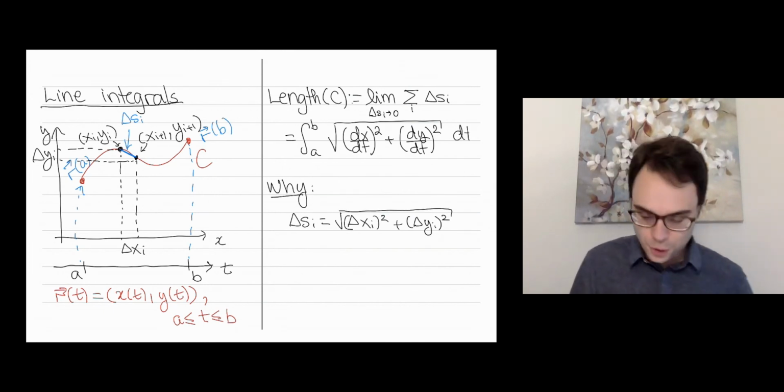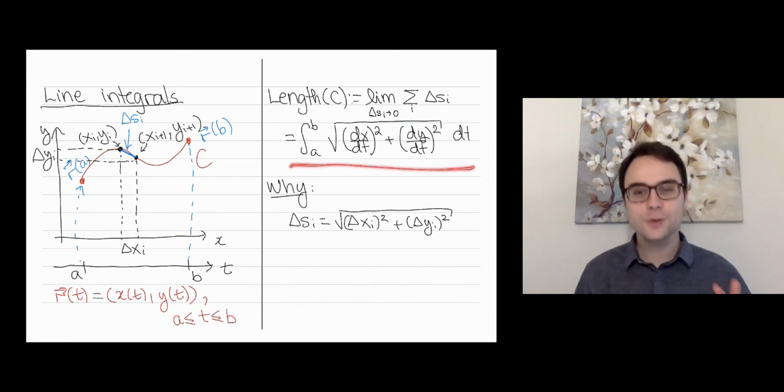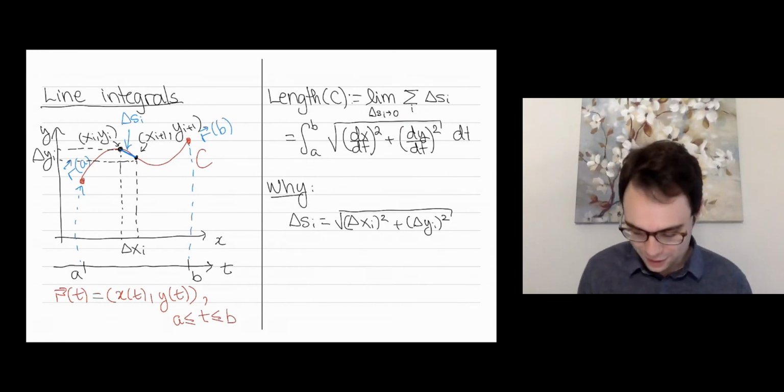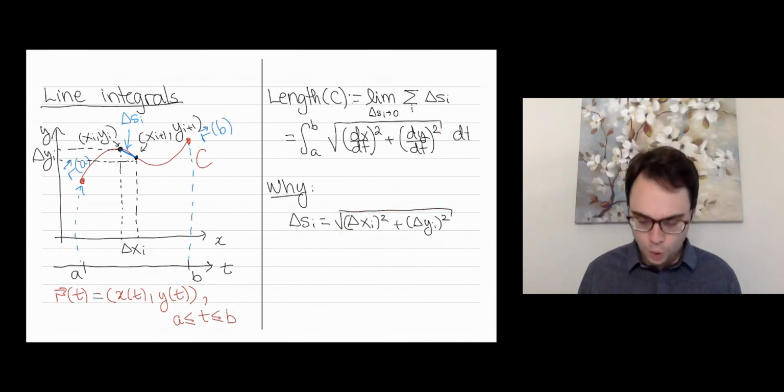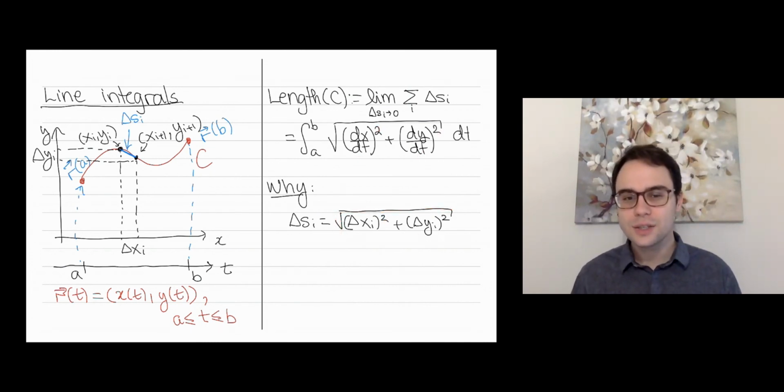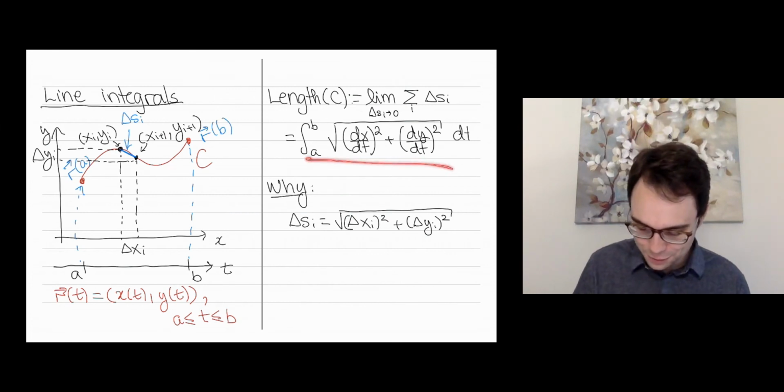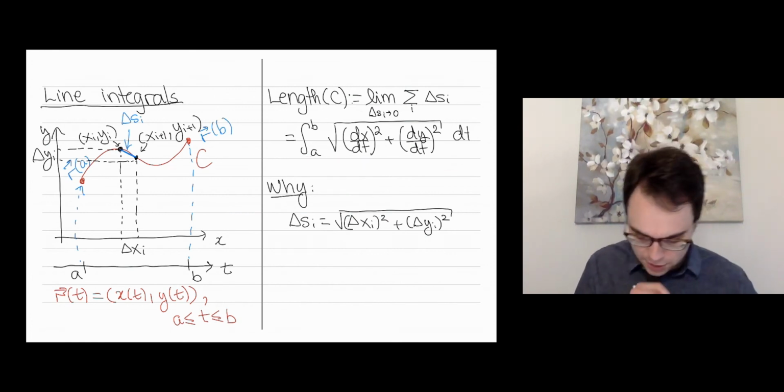Okay, so the formula I gave you is starting to look less suspicious, right? There is a square root, there are squares, there is x and y. Let me try to make this integral formula for the length even less mysterious.